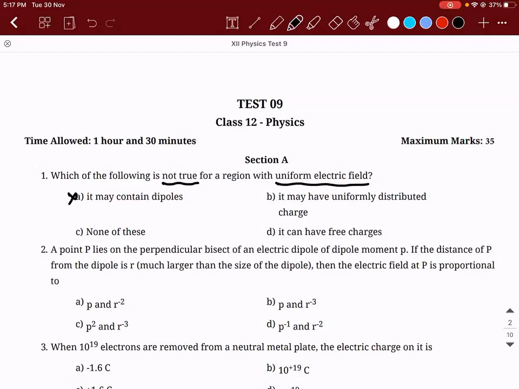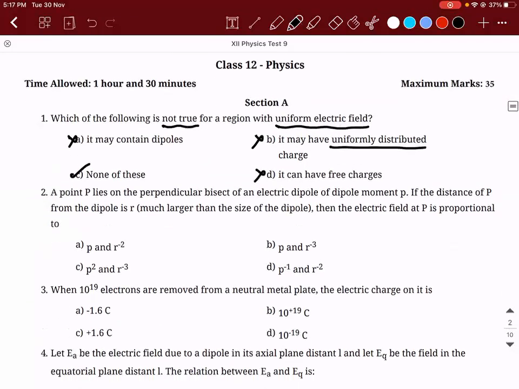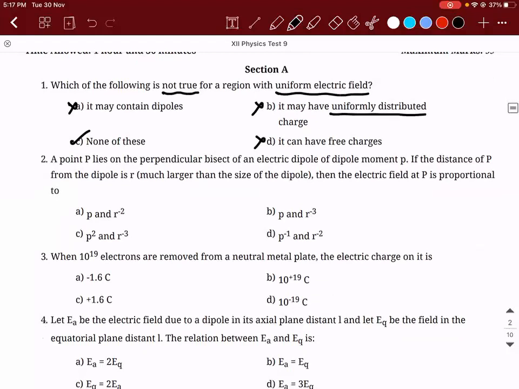Because if it contains a dipole, what will happen? The field will be non-uniform. It may have uniformly distributed charge. No. Again, non-uniform. It can have free charges. No. Again, non-uniform. So what is the answer? None of these.